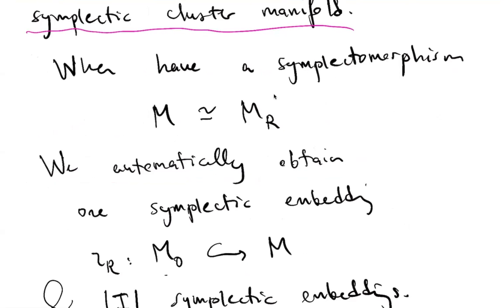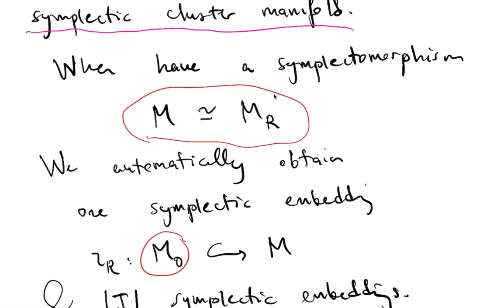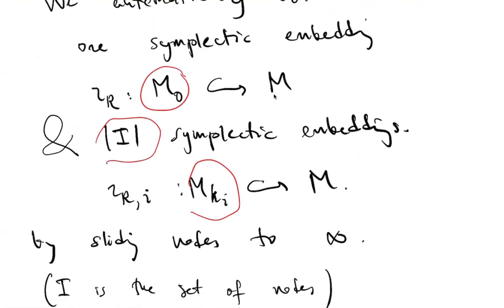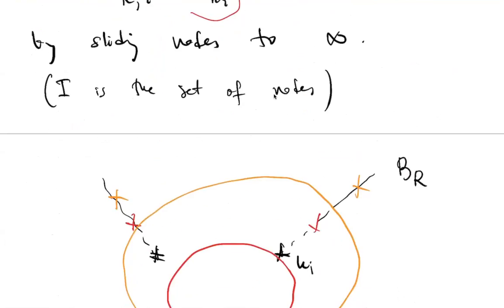Okay, and when I choose a symplectomorphism like this, I automatically obtain a symplectic embedding of standard T star T2 inside my manifold. And I obtain automatically an embedding of MKI for every node, where the node has multiplicity Ki. And this is all by sliding nodes to infinity. So let me show you a picture.